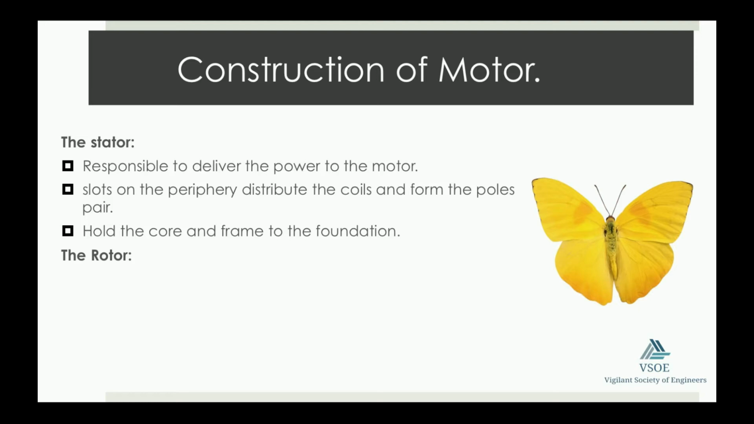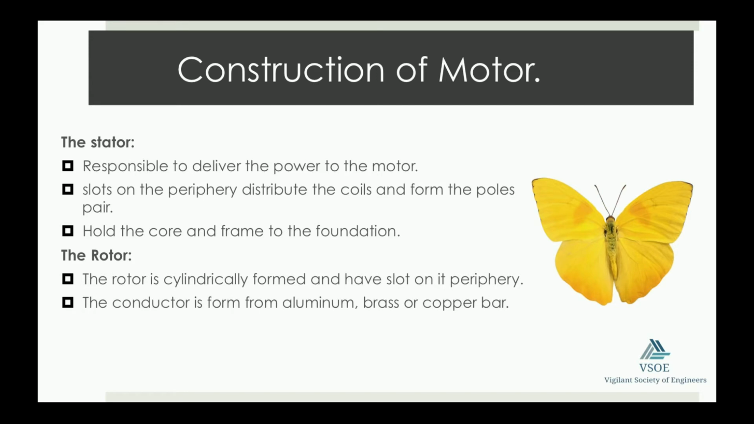Next part we're going to explain is the rotor. So the motor comprises a rotor, and the rotor is cylindrical in form, and it may have slots on the periphery, right? The rotor also consists of conductors, and these conductors may be made of aluminum, brass, or copper. The conductors are placed in the slots and enclosed by an end ring.